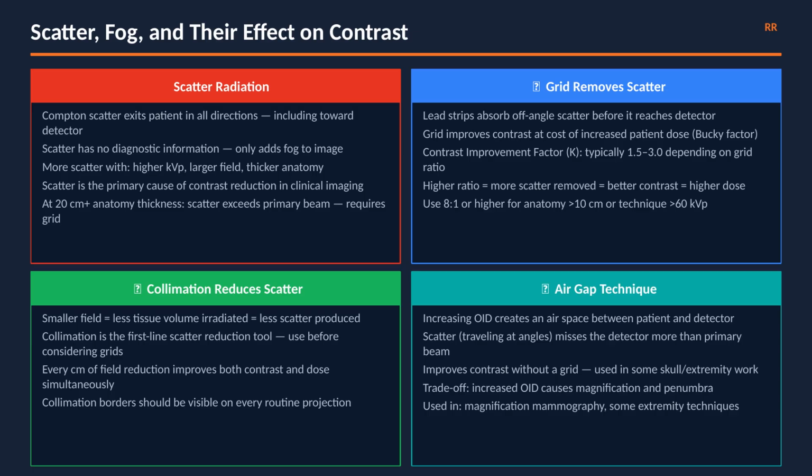Collimation reduces scatter production at the source. Smaller field equals less tissue irradiated equals less Compton scatter produced inside the patient. Less scatter produced means less scatter fog on the image. Collimation improves contrast and reduces dose simultaneously.